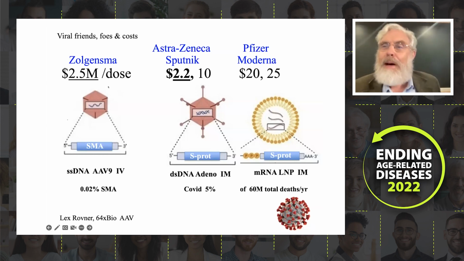Now, when we think about gene therapies, we might reasonably think about the first ones that have been approved by the FDA, which are millions of dollars per dose, $2.5 million for Zolgensma, which is actually very cost effective relative to previous treatment or even lack of treatment for spinal muscular atrophy, 2.5 million.